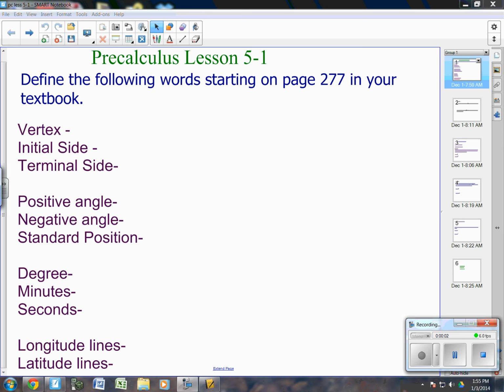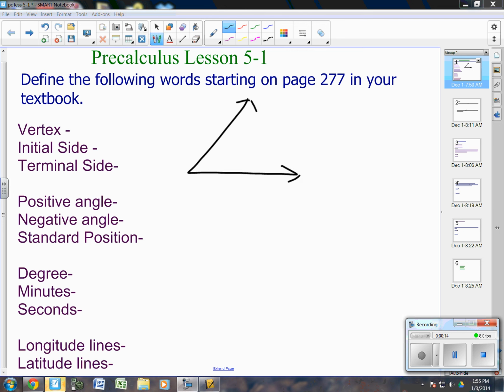Okay, you should have already put all these vocabulary words in your notebook. Just really quickly, I want to talk about this. What does the word initial mean? Beginning. Does everybody understand that? And what does the word terminal mean? Ending, okay.